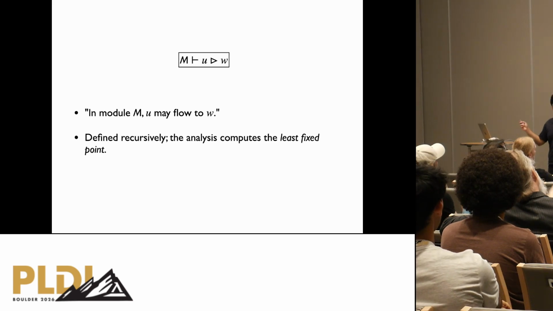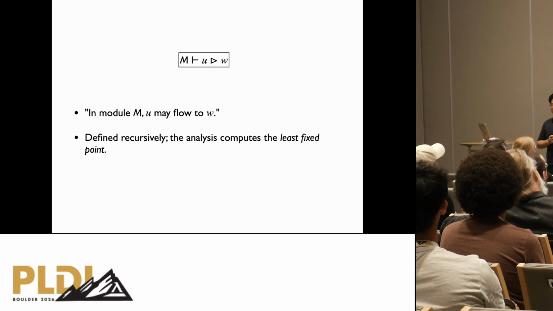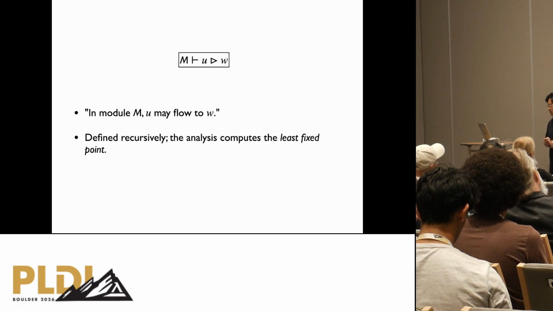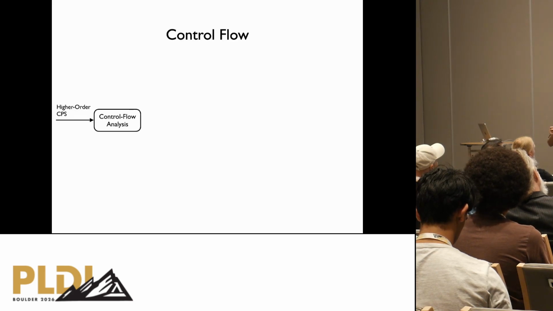This is defined recursively, and the analysis itself just computes the least fixed point of that relation, and then we know that this is sound because it's the fixed point already. So how do we use this?